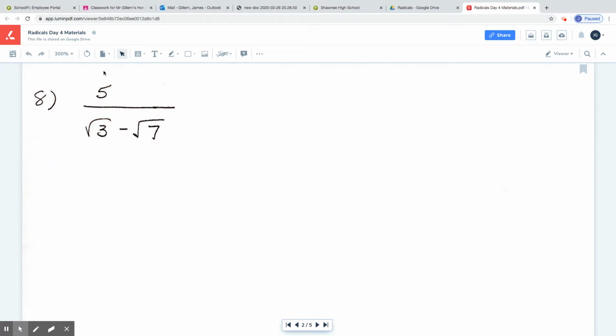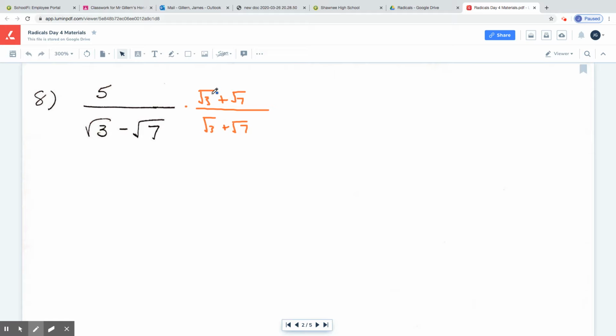All right. 8. See if you guys can go ahead and figure this one out now. All right. You should be multiplying by the conjugate, which is the square root of 3 plus the square root of 7. All right. That should get rid of the radical. If it doesn't, we did something wrong.